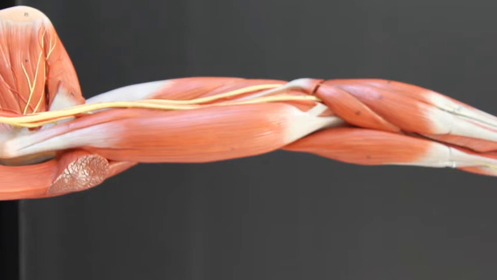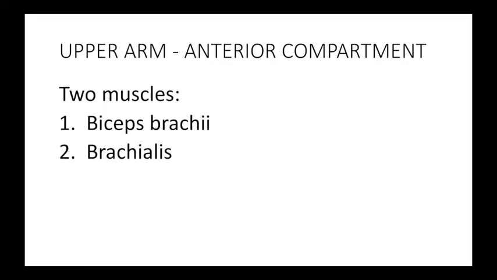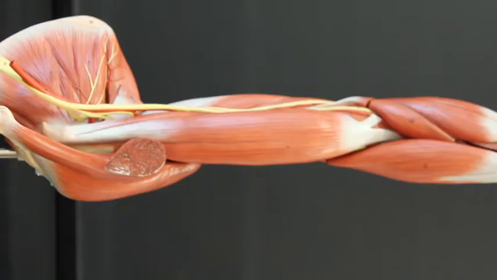The upper arm is located between the shoulder joint and the elbow joint. We can categorise it into anterior and posterior compartments. In the anterior compartment, there are two muscles we are concerned with. They are the biceps brachii and brachialis.